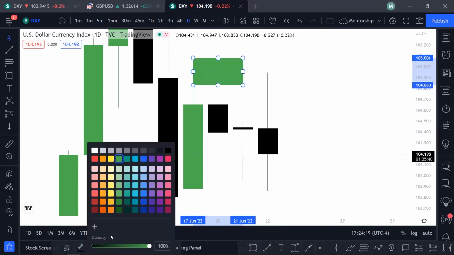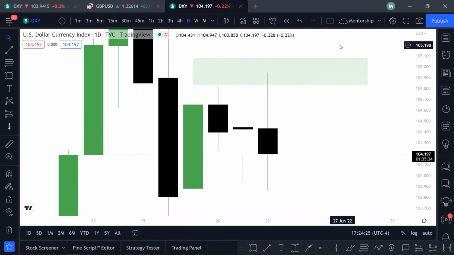Let me reduce the opacity. You're looking for entries between what time? Midnight and 8 o'clock in the morning or 11 o'clock in the morning. This is the dollar index. I don't care about what is down here.